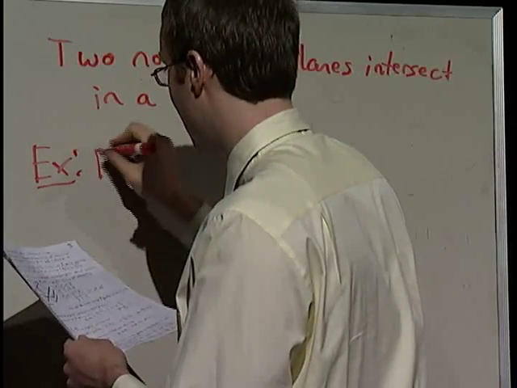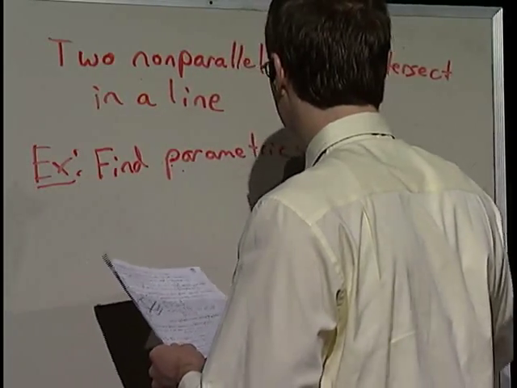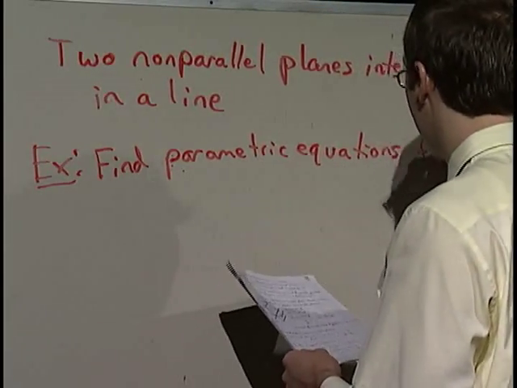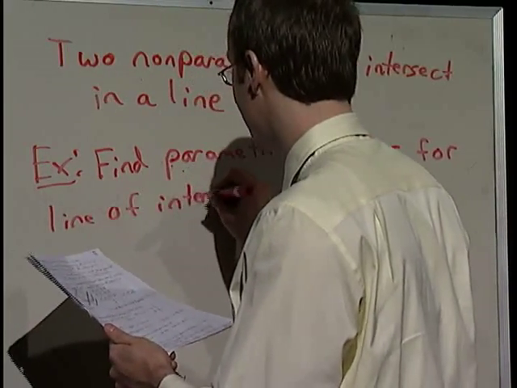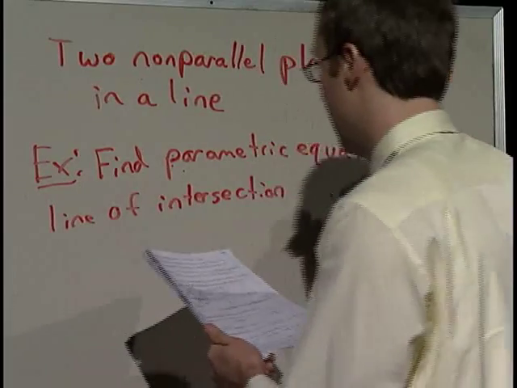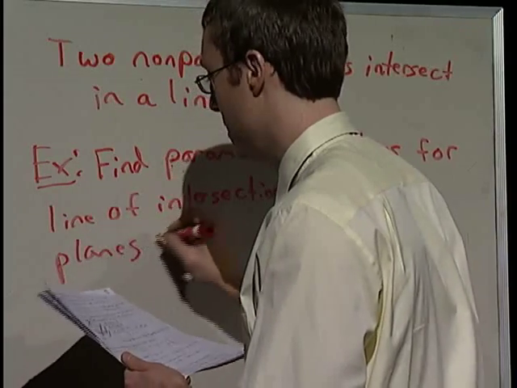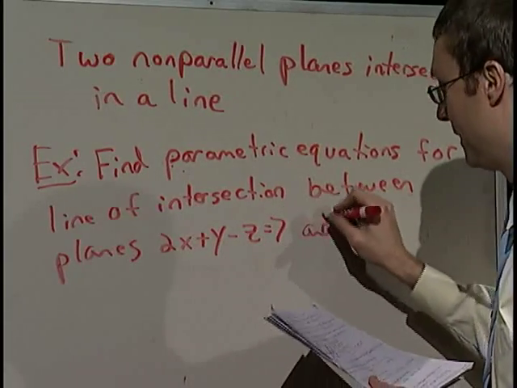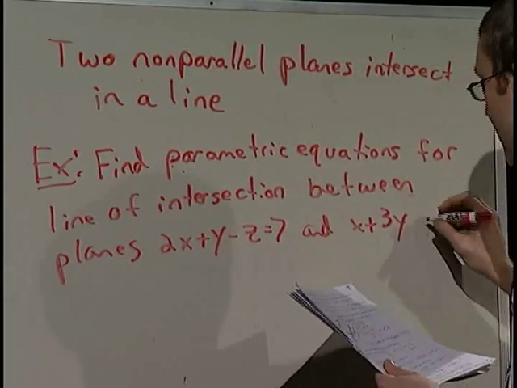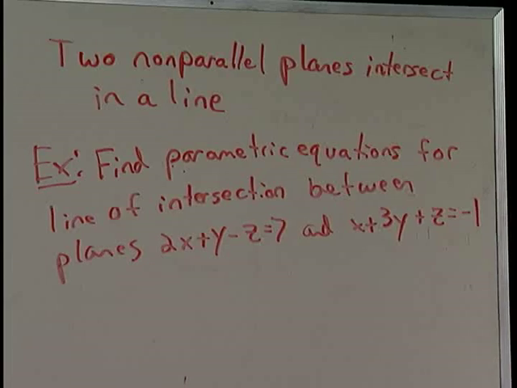So let's find the parametric equations for the line of intersection between the following two planes: 2x plus y minus z equals 7 and x plus 3y plus z equals negative 1. So there's two planes. They are non-parallel. They will intersect in a line. Let's figure out what that line is.